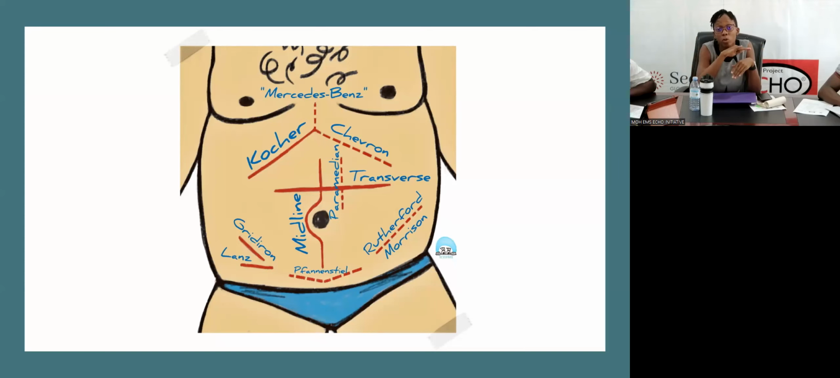And yes, that means you're going to have to cut through muscle. The midline is good because you don't cut through any muscle. The transverse is muscle cutting, muscle splitting. We cut through muscle. That's it. And usually we have options for managing pain. I know some of you might say cutting muscle, that's painful.